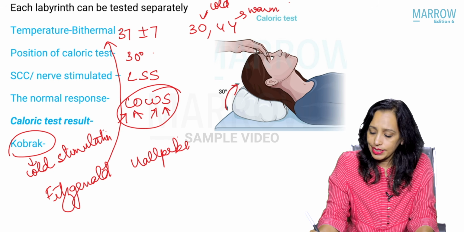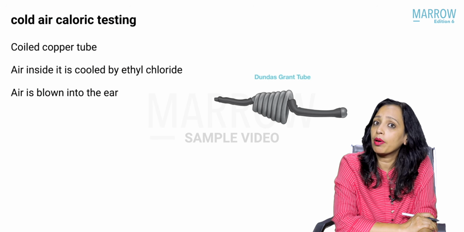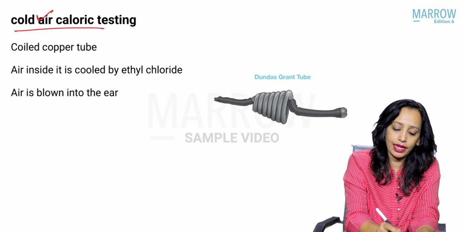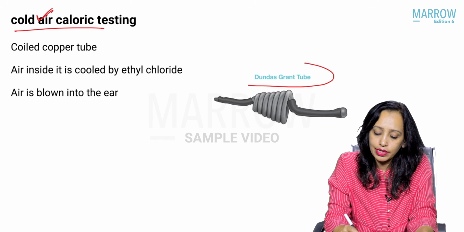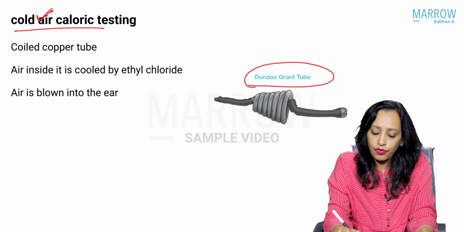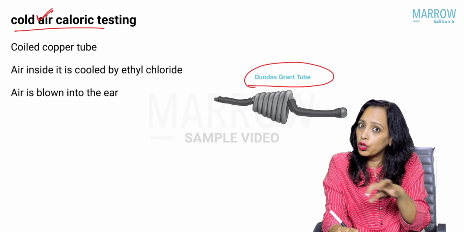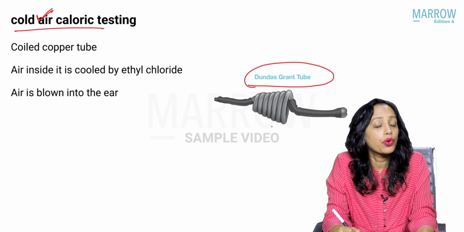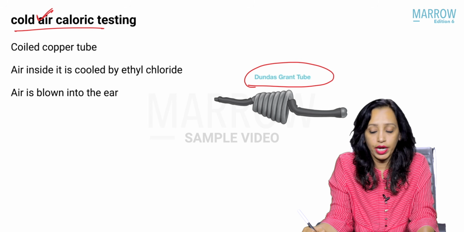Now this caloric test cannot be done if the tympanic membrane is perforated. So if the tympanic membrane is perforated, then what we use is a cold air caloric test. In this we use a tube which is known as a Dundas Grant tube, and here we put ethyl chloride to cool the air inside, and then air is blown into the ear. So when the cold air goes into the ear, this will be the cold test. We are not doing any warm test here.